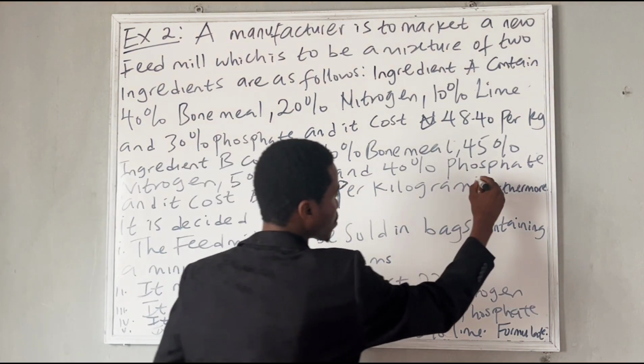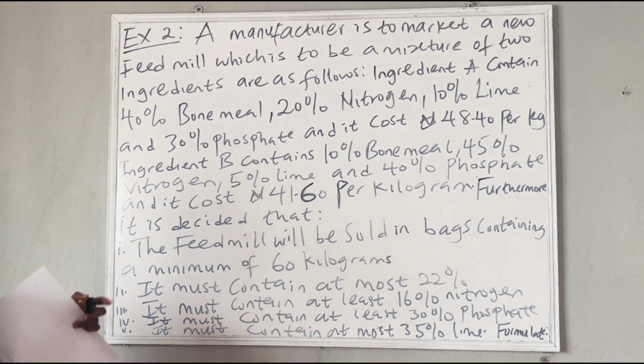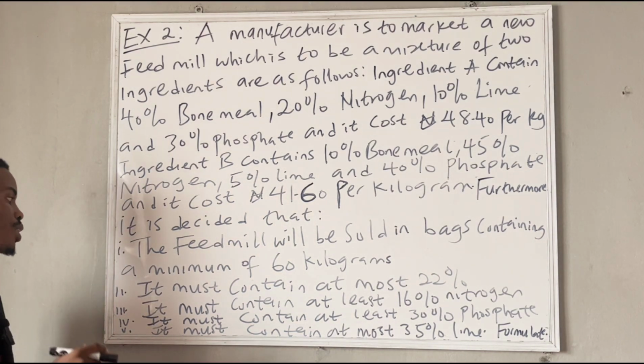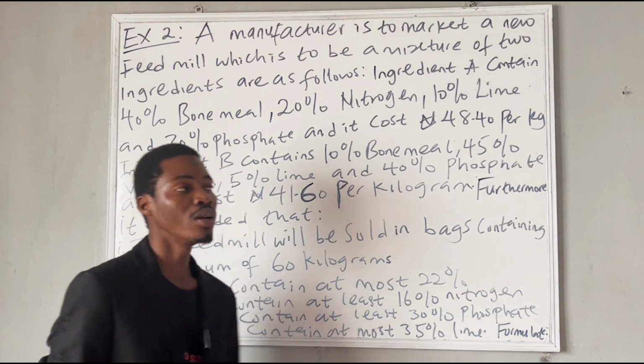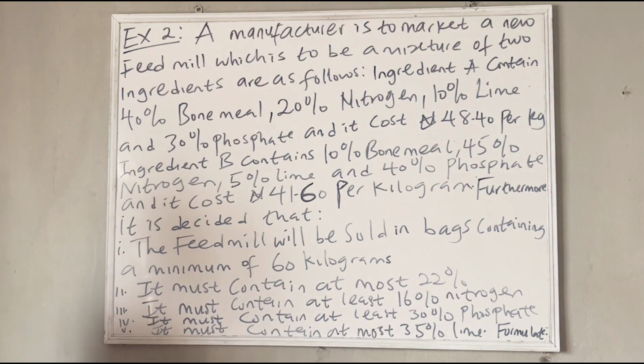Furthermore, it is decided that the feed meal will be sold in bags containing a minimum of 90 kilograms. It must contain at most 20%. It must contain at least 16% nitrogen. It must contain at least 30% of phosphate. It must contain at most 35% lime. Formulate the linear programming problem.